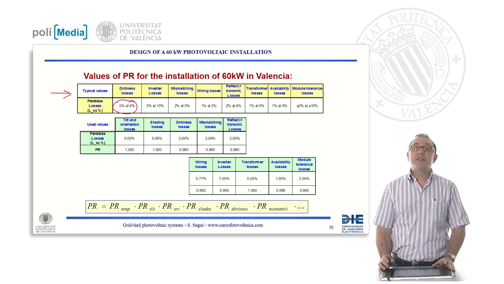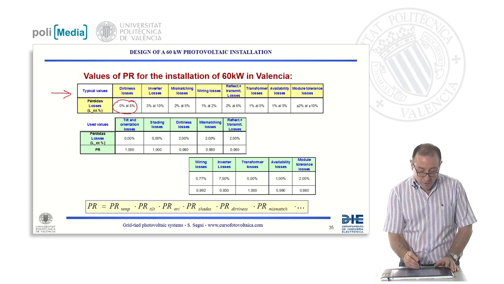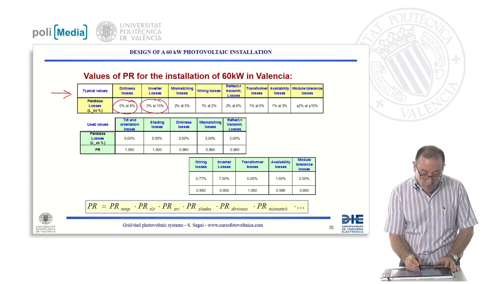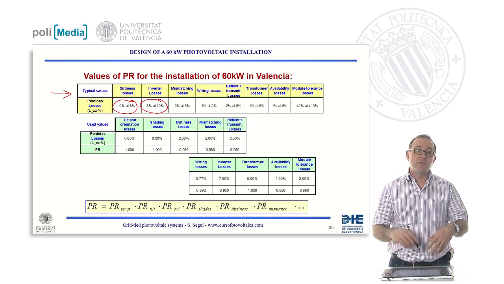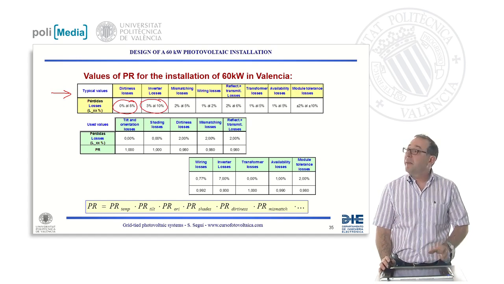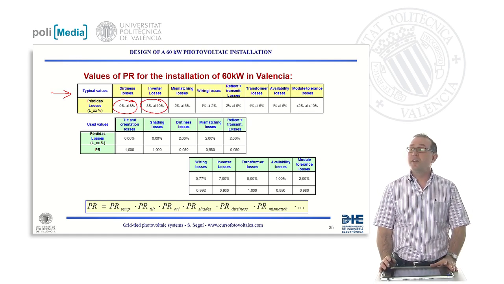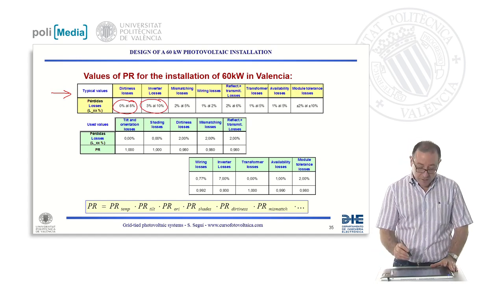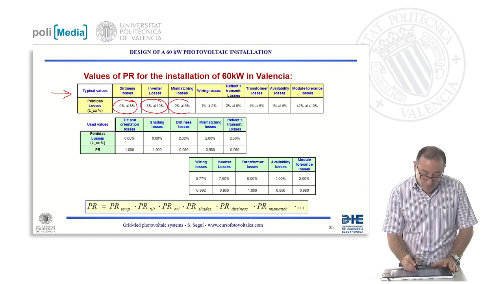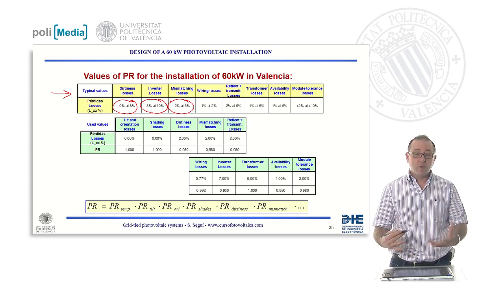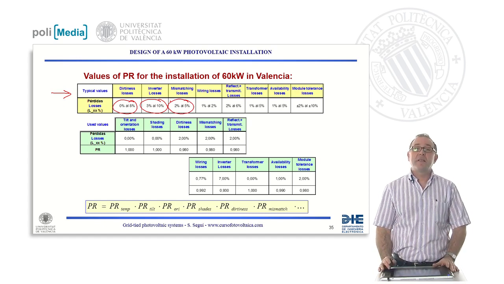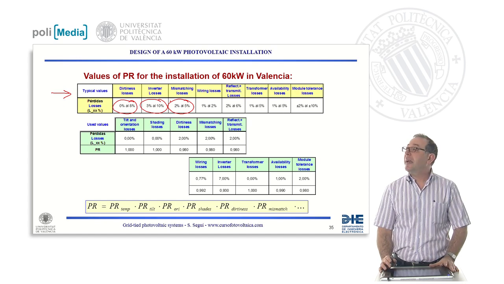About the inverter losses, attending to the technology of the inverter, we can expect losses between 3 to 10%, depending on the technology, whether it includes a transformer, and the quality of the inverter that we are using in our plant. Mismatching losses can vary between 2 to 5%. If you are using bad quality modules, this value can increase up to 8% in some cases.